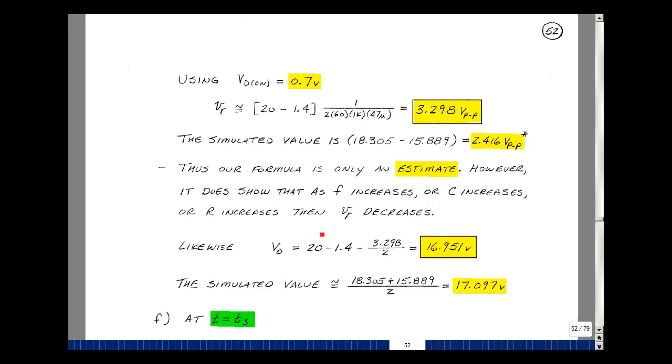We can likewise calculate the average output voltage. It's going to be 20 volts minus our 2 diode drops. Again, just doing generic 0.7. And then half the ripple, what we can calculate. So again, all this is our approximate formulas. We get about 16.951. If you take the max plus the min divided by 2, you get 17.097. That's less than a 1% error. And the reason why it's small is because this number here dominates the numbers that are here.